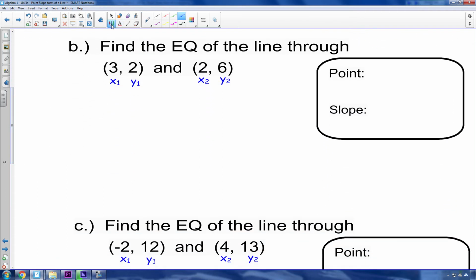So why don't you pause the video and give B a try. So pause the video and give this a shot, okay? So that's what I want you to do, and I'll see you in a minute.